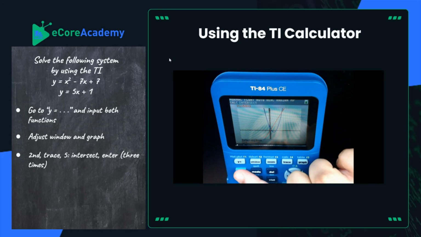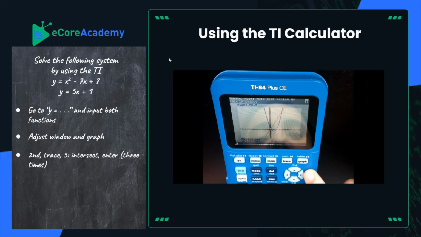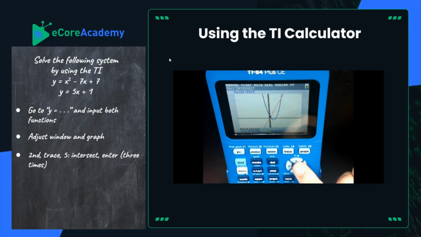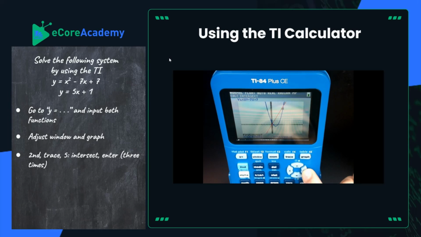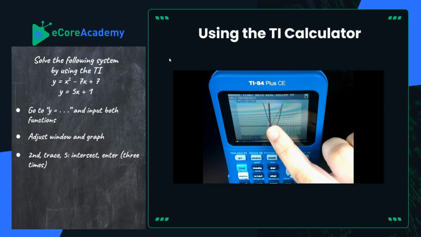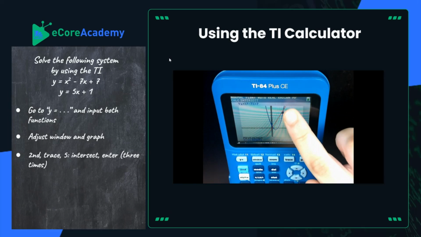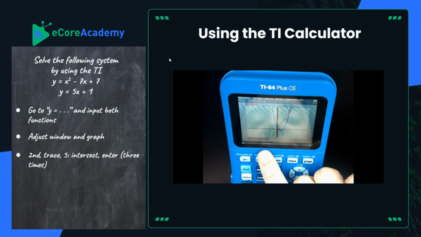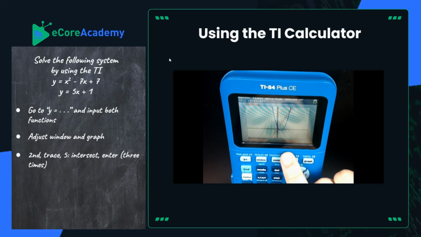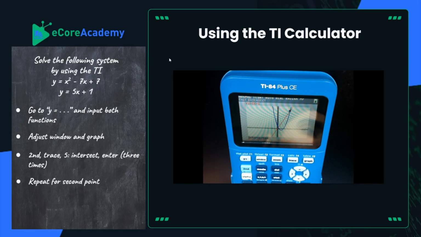To do that, we're going to repeat the same process. So second, then the trace button, 5 for intersect, and then you have this keypad right here. You're going to utilize this so that you can actually scroll closer to the point at the top. If you don't scroll closer, you're just going to find this point over again if you repeat the process. So make sure you hit the right arrow and you can scroll up to the point up here. Hit enter 3 times, 1, 2, 3. You're going to get 11.4772 as your x-coordinate and then 58.3861 as your y-coordinate. So again, repeat for the second point, and that should be your answer, which is exactly what we got.